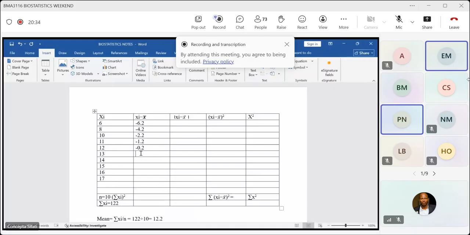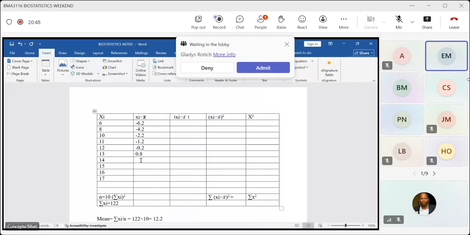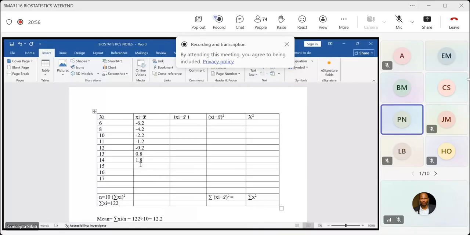Next? 0.8. Positive 0.8. Next? 1.8. Next? 2.8. Next? 3.8. Then 4.8. What is the total there?